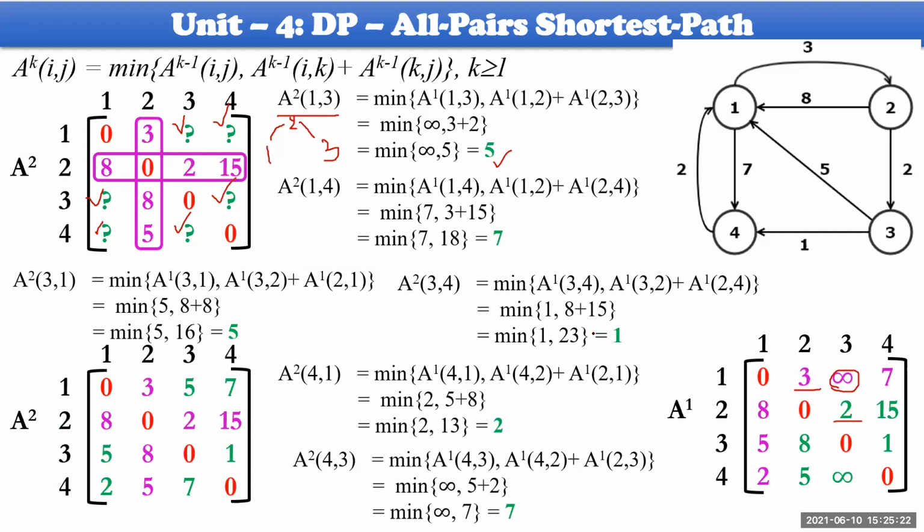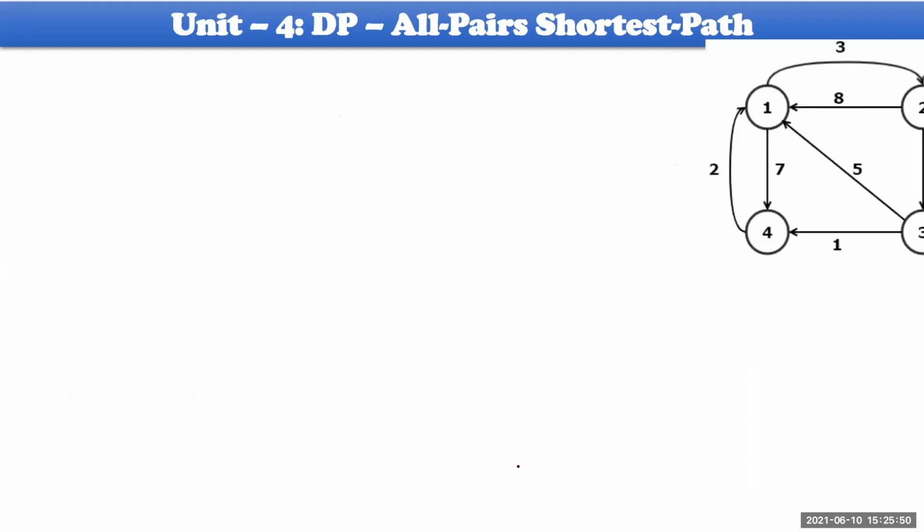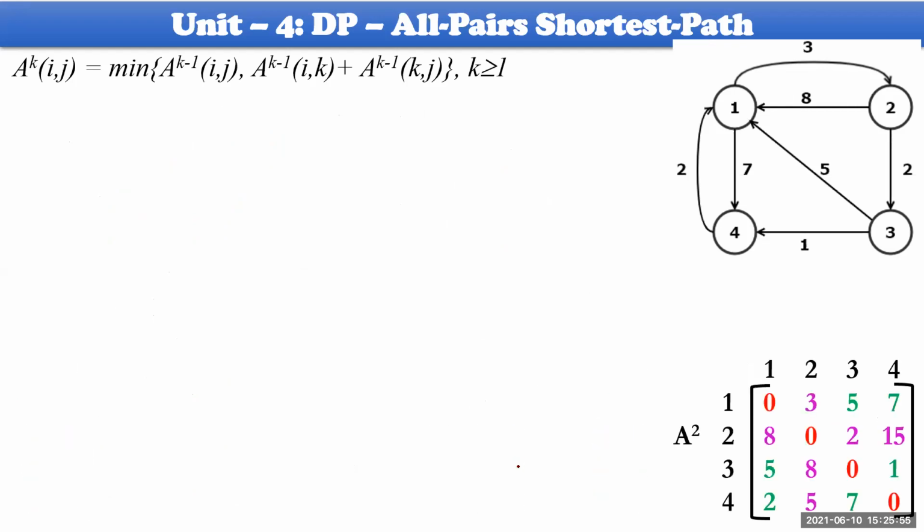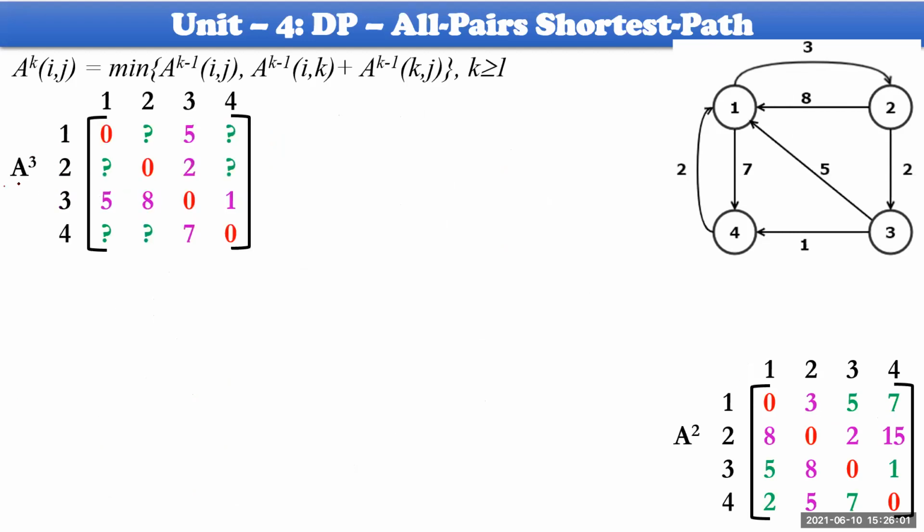Stage 2 has cleared. How many stages are there for this particular graph? 4 stages. Because the number of vertices is equal to 4, we have to identify 4 stages. Let us examine the next stage. Stage number 3, that is A power 3. What is the matrix used as input for A power 3? That is A power 2. A power 2 is the input for A power 3. Look at this. The graph is the same, and the formula we are going to use will be the same. And this is the input for the next stage, and we are trying to identify A power 3.